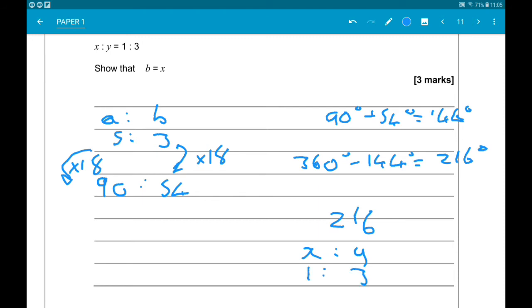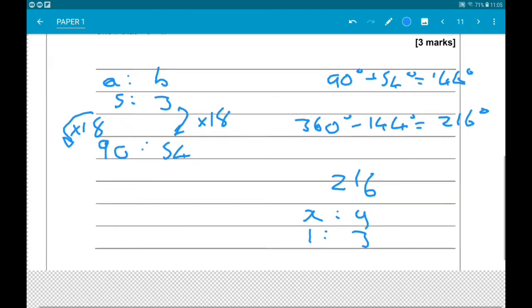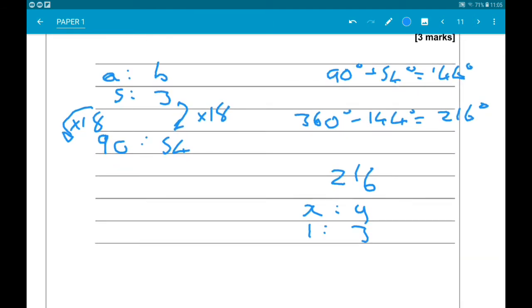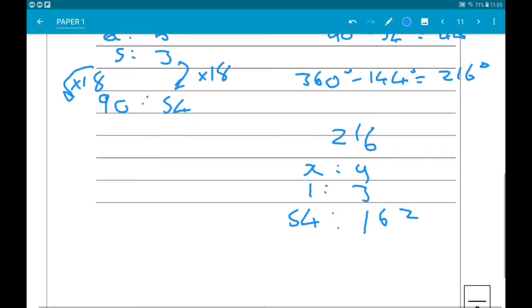So 1 add 3 is 4. 216 divided by 4 is 54. So X is 54. Now that really is all that we needed to show. That is the same as B. Y would be 3 times 54, so 162. But the important part is that we've now shown X is equal to B. So B is equal to X.